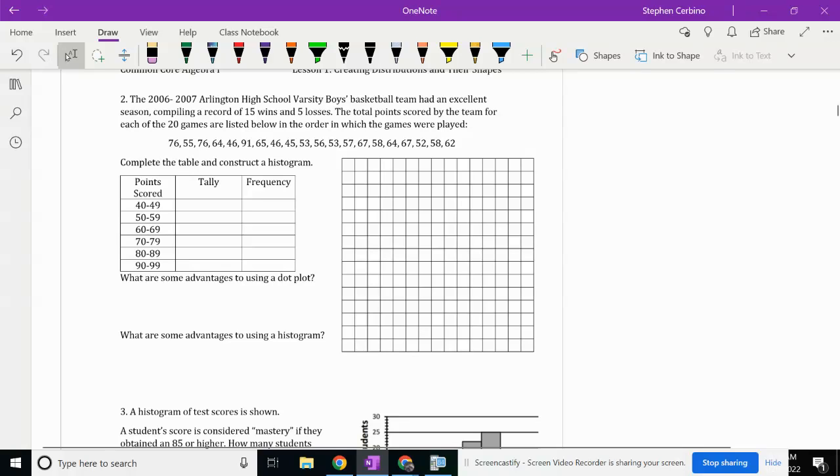Looking at this, if we go through and tally each number, 76 would fit here, 55 would fit here, 76 would fit here, 64 would fit here, etc. And you could go through and finish this tally on your own. You might even want to pause the video for a second and try it, and then see if you got the right answer. Notice how I'm crossing out each one as I make my tally so that I don't double count one.